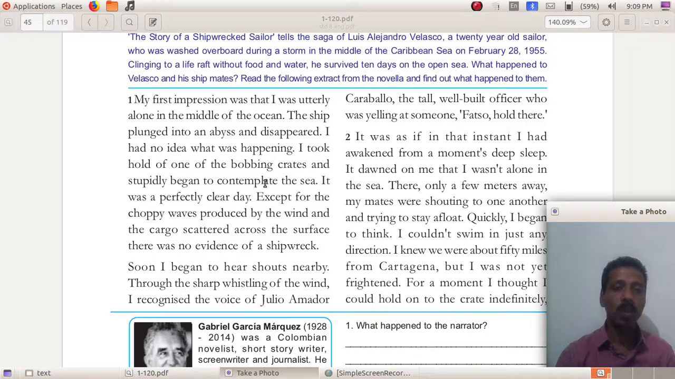Except for the choppy waves produced by the wind and the cargo scattered across the surface, there was no evidence of a shipwreck. It was such a calm and quiet day. And the only things remaining there were the cargo scattered across the surface. What's the cargo? Maybe the things which were there in the ship.